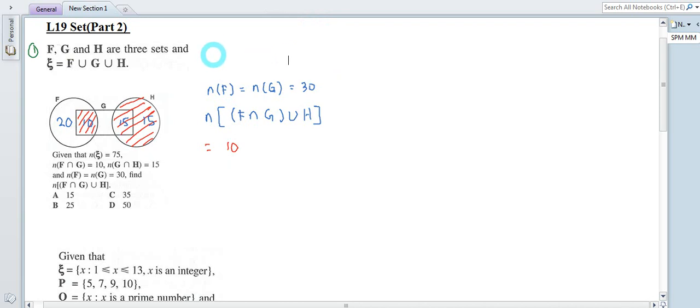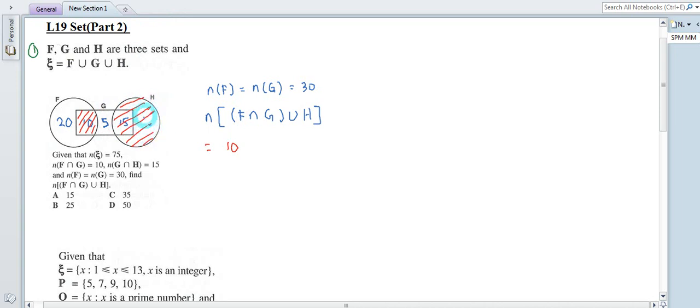Oh, I'm sorry. I made some mistake here. This is G, so this is H. So this is not 15. Okay, so this is not correct. Sorry. So G is 30, is in here. Here is 30. So we have 10, we have 15, here 25. So means that here is another 5.